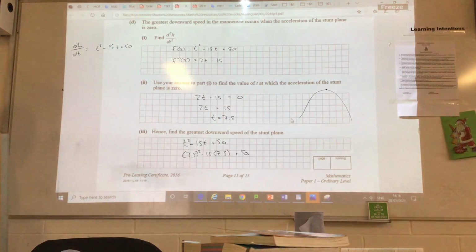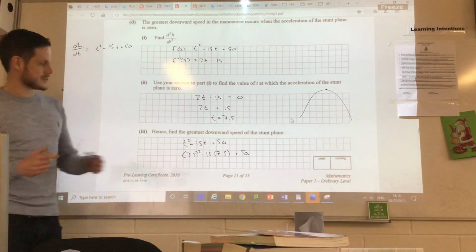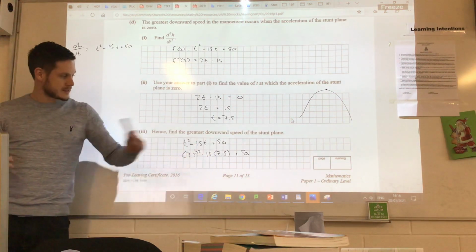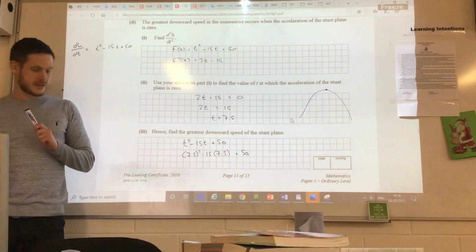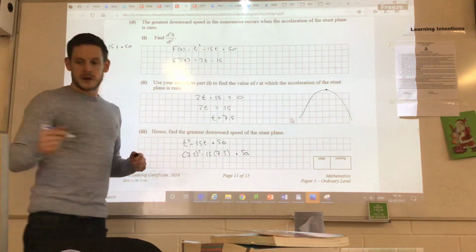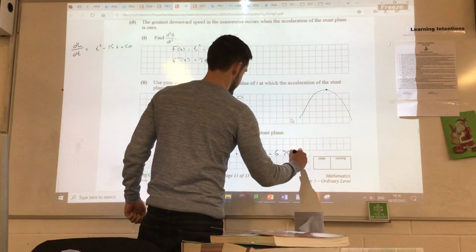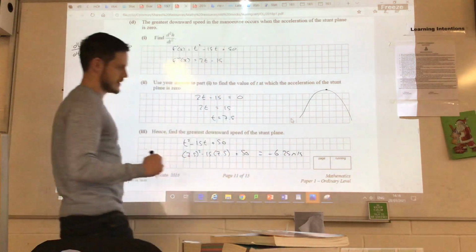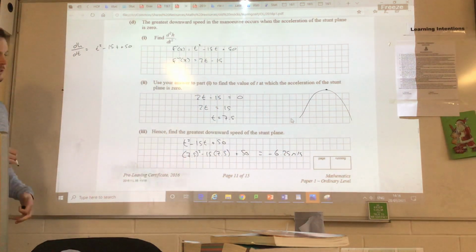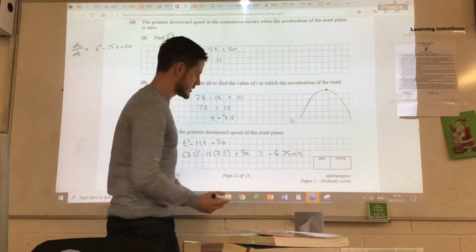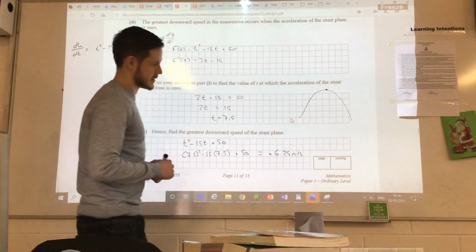So that will give us 7.5 squared minus 15 times 7.5 plus 50 gives us minus 6.25 meters per second. The reason it's a minus is that the plane's on the way down. We don't include the minus, so it's just 6.25 meters per second.